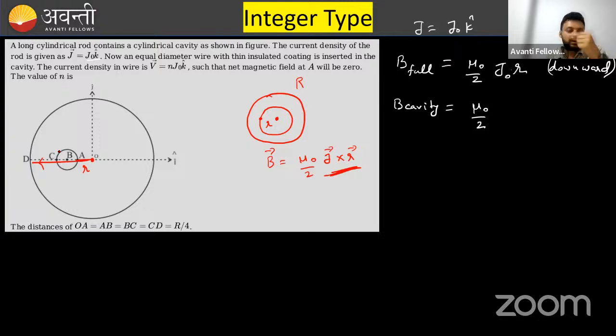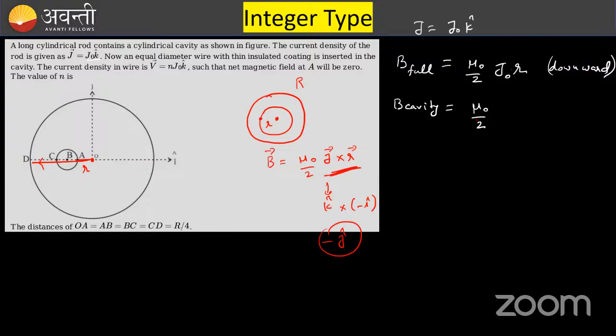I am not doing this using my right hand because it will be a mirror image for you. I am trying to explain J cross R. J is in which direction? K cap cross minus I cap. K cross I is what? J, but minus is there, that is minus J cap. Minus J cap means downward direction.